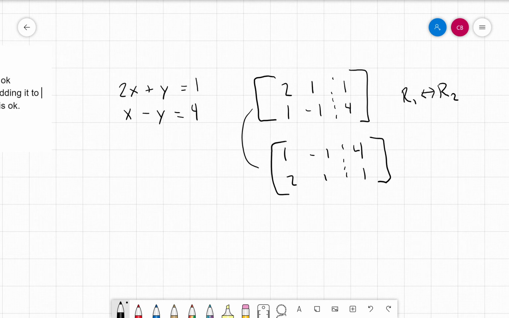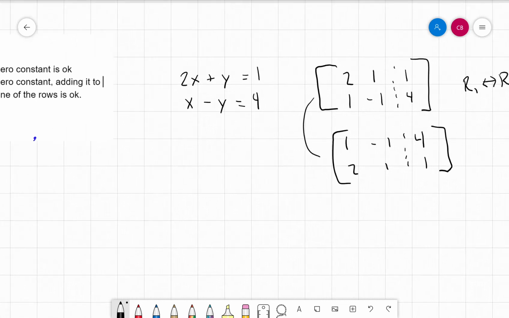You can do either one. Sometimes it's beneficial to do this, it will save you some time. And so I hope that you guys employ this while you're solving these Gauss-Jordan elimination problems. Okay, so that's the first one.